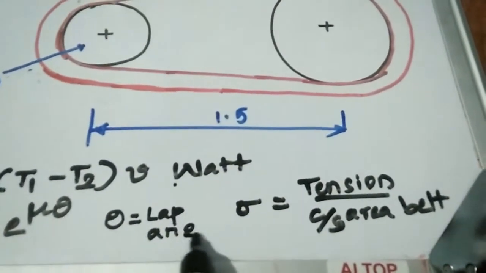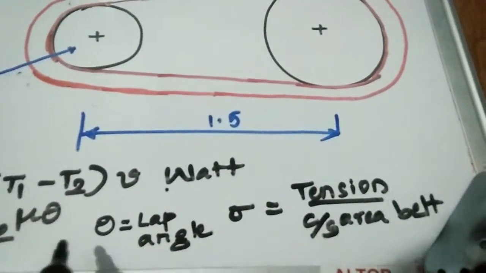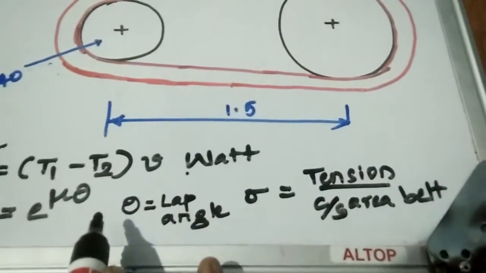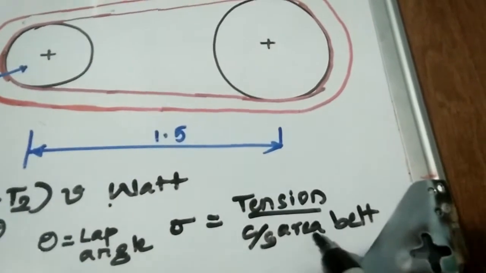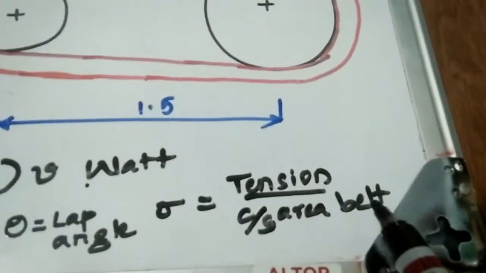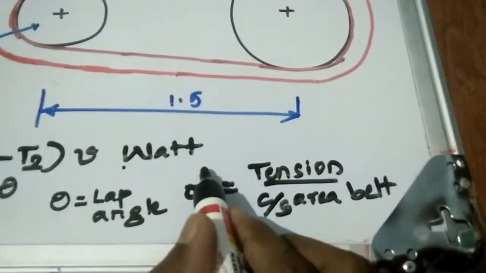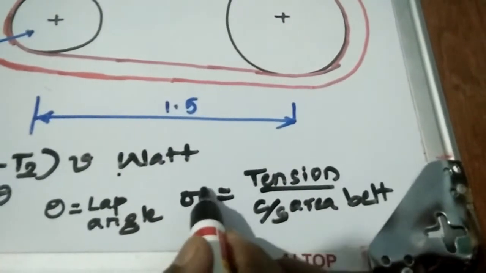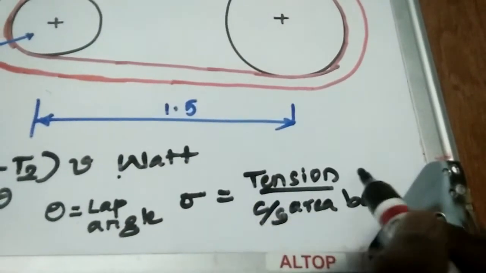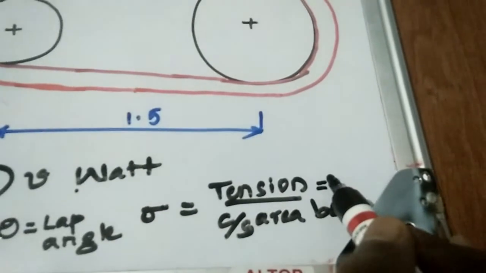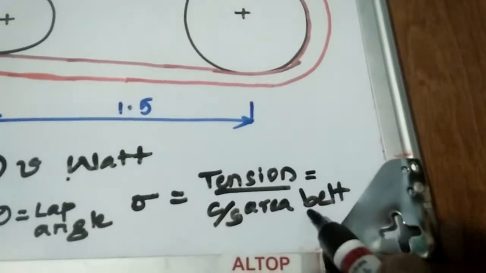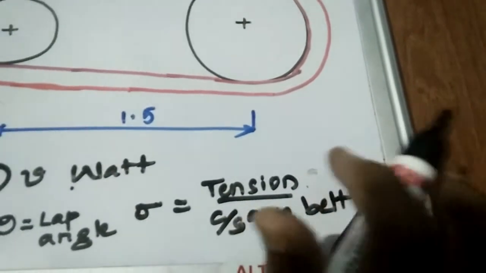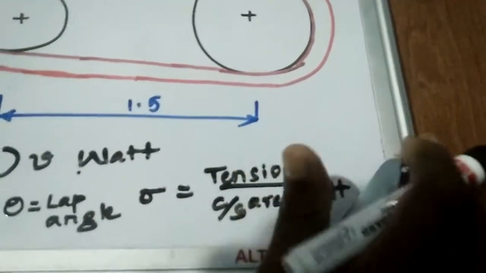How to determine the lap angle, I have explained during the length of the belt. Then, stress equals tension divided by the cross-sectional area of the belt. You have to find the tension in both the cases, taking the tension on the tight side, and then the cross-sectional area of the belt. These three formulas are needed for the solution of this problem.